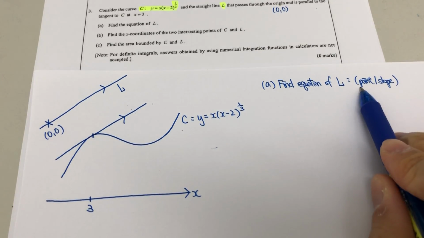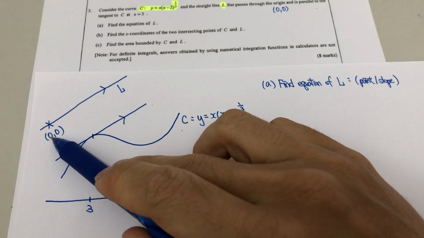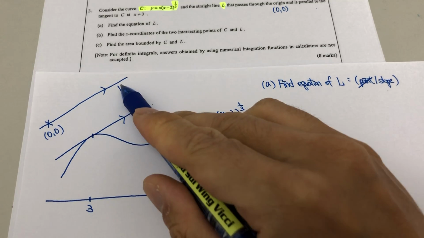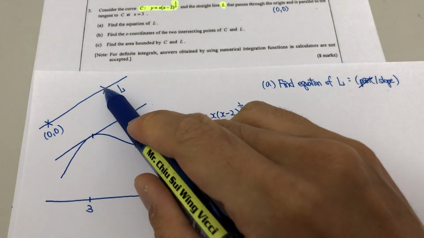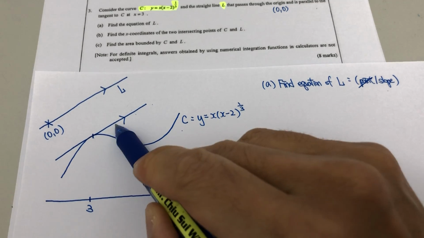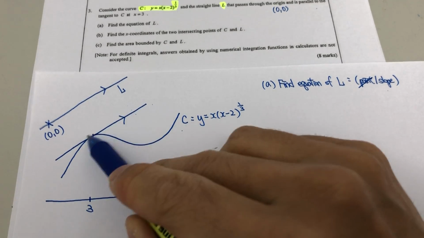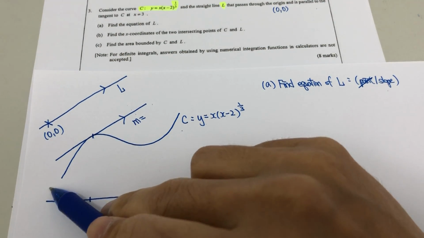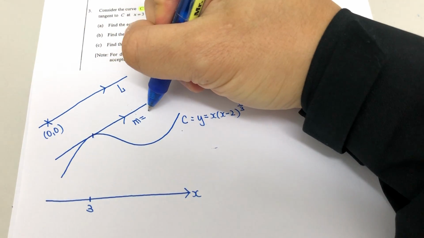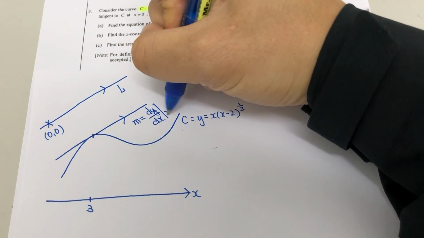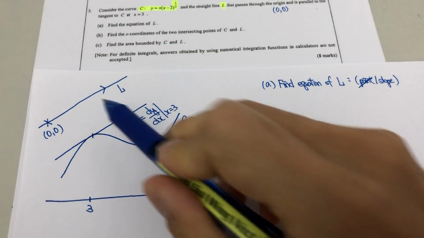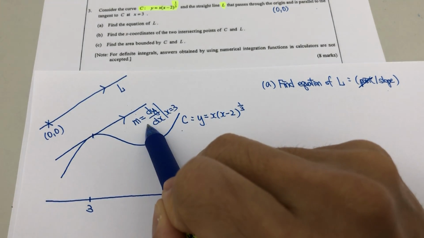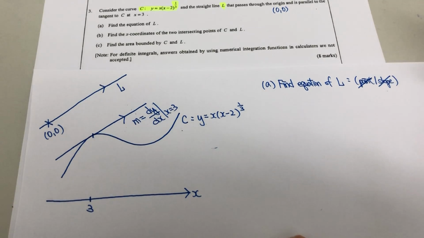Do we have the point? Yes, obviously, this line passes through the point (0, 0). So, no problem. Then what about the slope? Do we know the slope of this line? Yeah, because it is parallel to the tangent here. And for this tangent, we know that the slope equals the differentiation of the curve when x is equal to 3. So the slope equals dy/dx when x is equal to 3. This is the slope. And since they are parallel to each other, the straight line L also has the same slope. Therefore, no problem, we could find the slope.